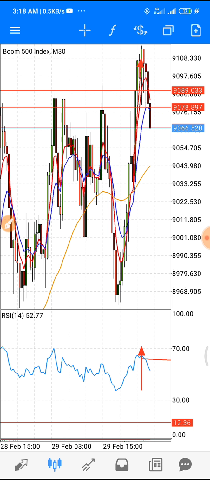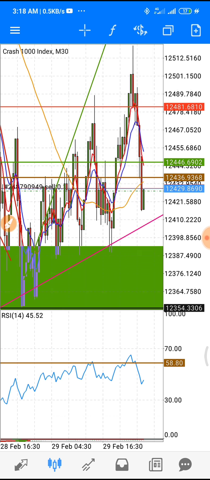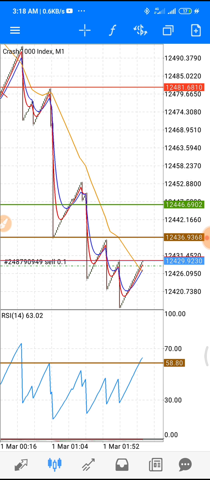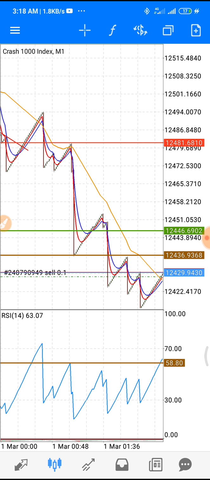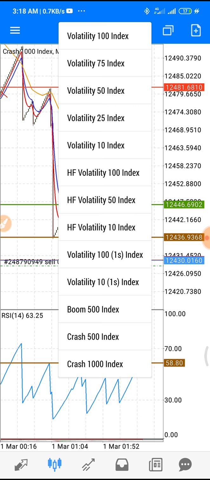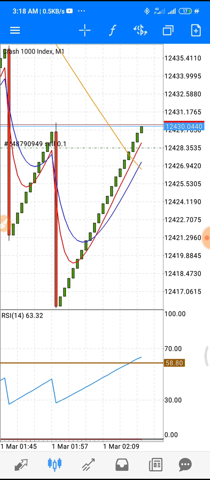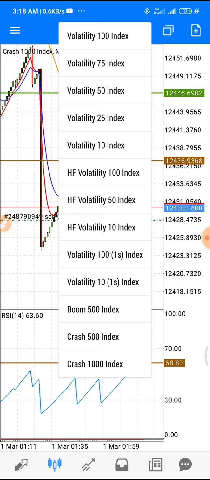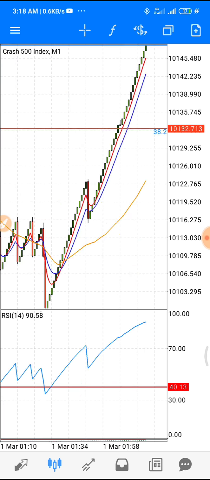So let's check back our crash 1000. Okay, it is yet to spike. Now you can see that it has broken that resistance. So as this one keeps going, I'll close it after 5 candles if the spike doesn't occur. Let me check crash 500.